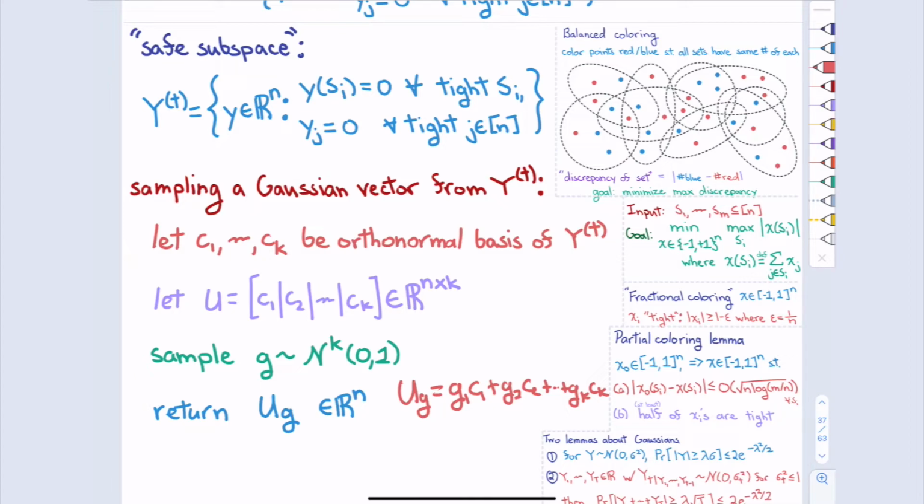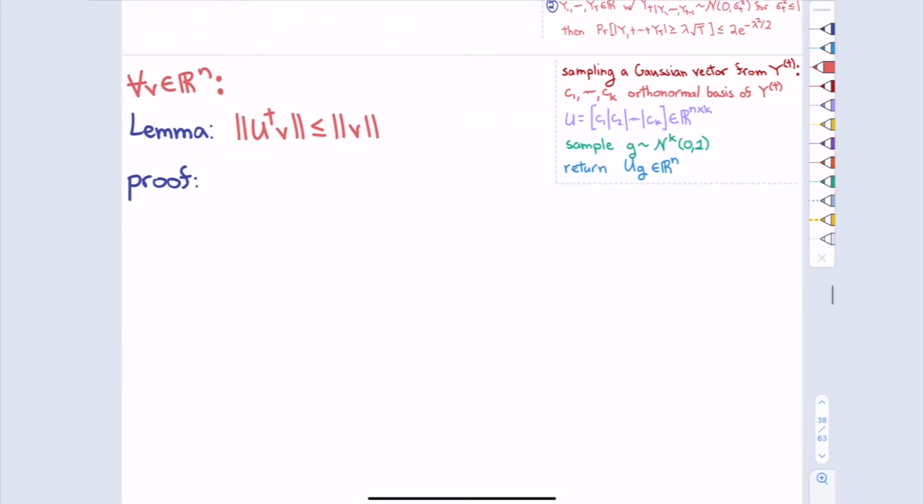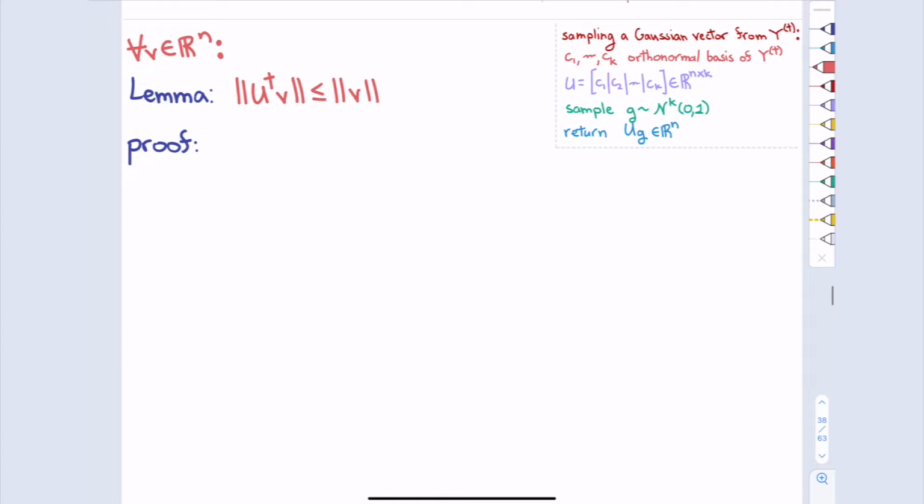So that might seem a little bit eccentric, so let me put up a few lemmas, just some basics to get some comfort with what's going on mathematically. The first is, let's look at this vector u. My claim is that u transpose of v will never increase the length of v. Does anyone know what u transpose does?